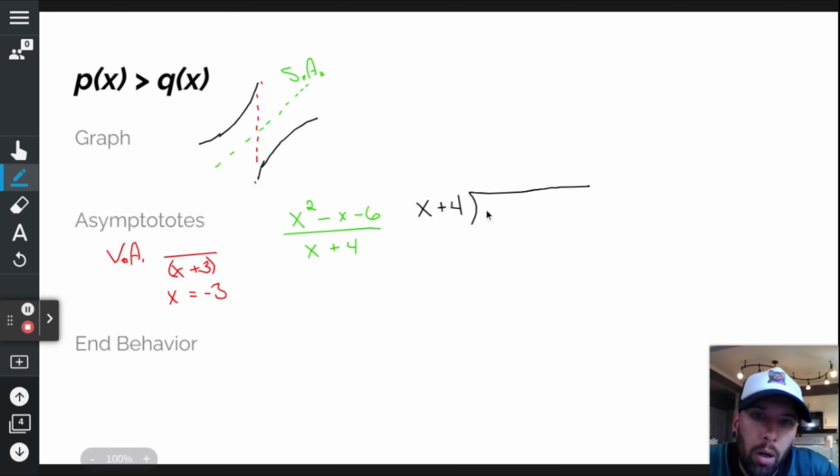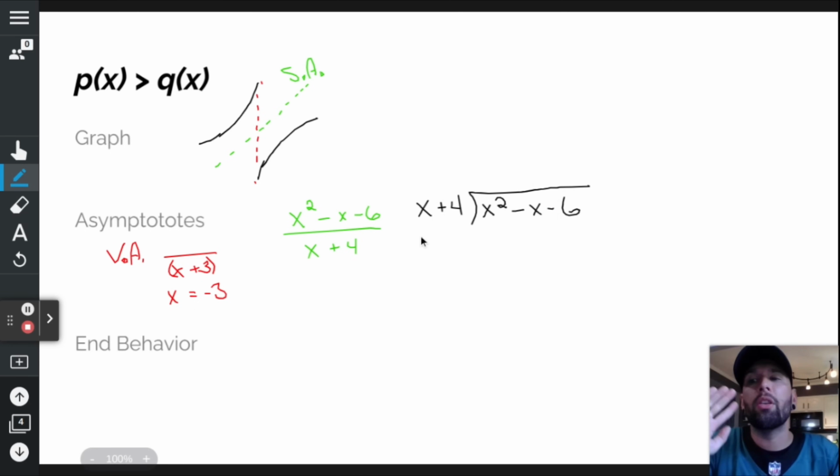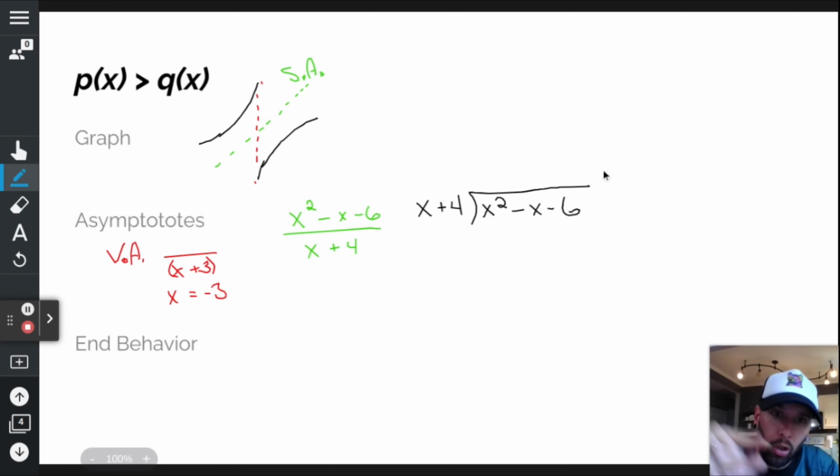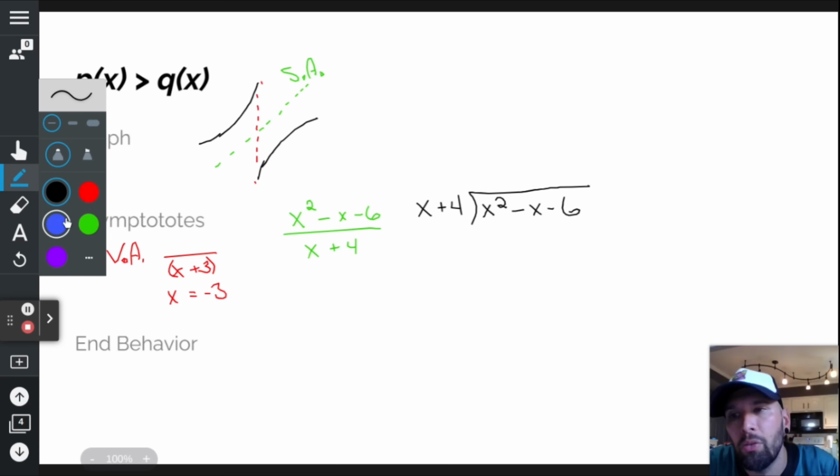X plus 4, divided into x squared minus x minus 6. Your answer, ignoring the remainder, is going to be your equation for the slant asymptote. One more time: your answer, ignoring the remainder, is going to be your equation for a slant asymptote. So let's do some long division.